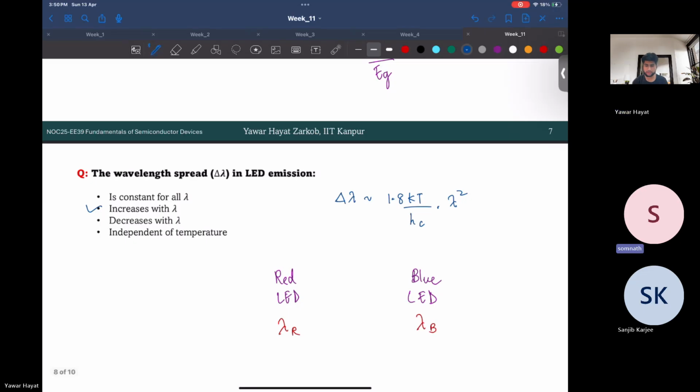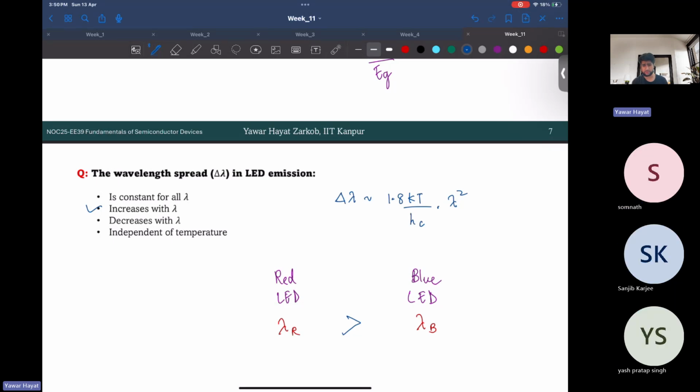In case of red, the lambda will be around, I guess, greater than 300, close to 700 nanometer. But whatever, that is not the point. The thing is, the wavelength of red LED is greater compared to the wavelength of the blue LED.